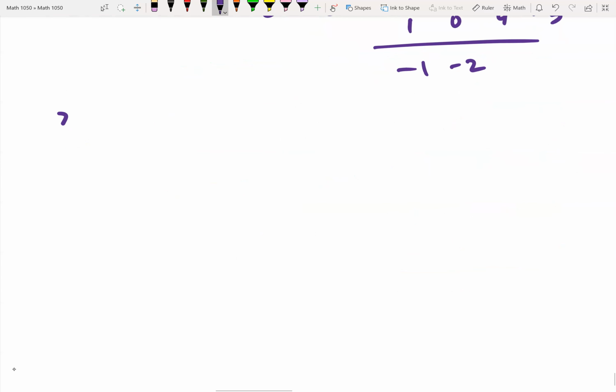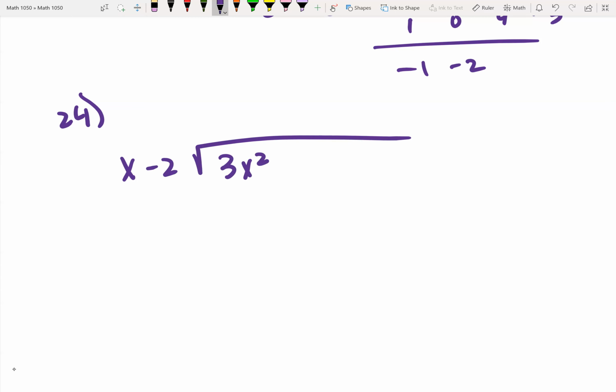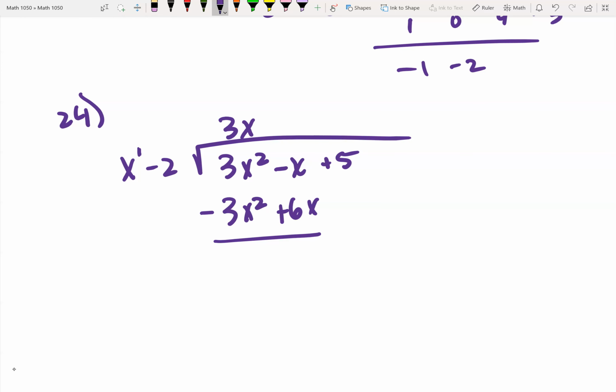Okay, here's 24. Okay, find the remainder. So a couple of ways you could do it. I'm going to go x minus 2, and inside 3x to the second minus x plus 5. What do I multiply by x to get 3x to the second? That's 3x. I'm not missing anything, by the way. This is a 1 and a constant, a 2, a 1 and a constant, so I'm good. Distribute 3x to the second minus 6x. Change my signs. Those cancel. I get a 5x. Bring down the 5.